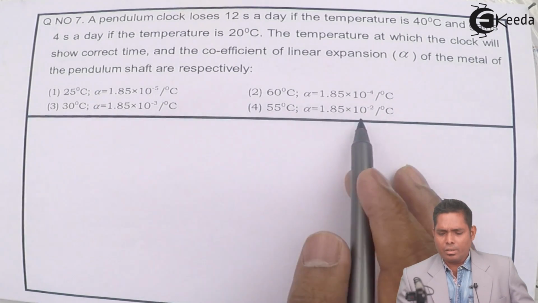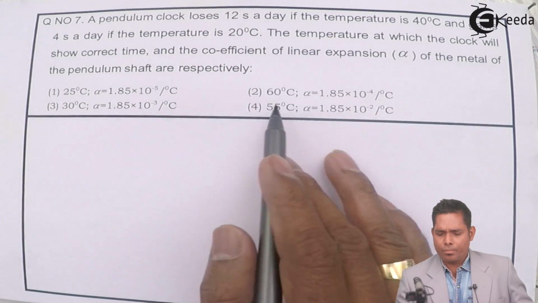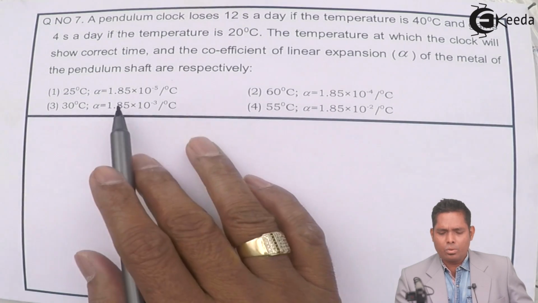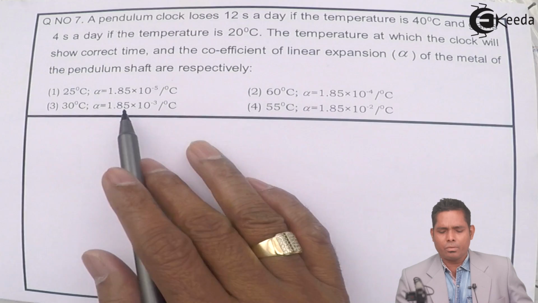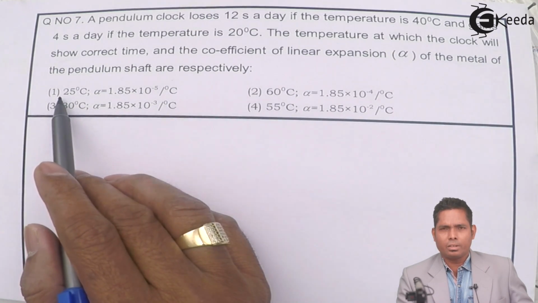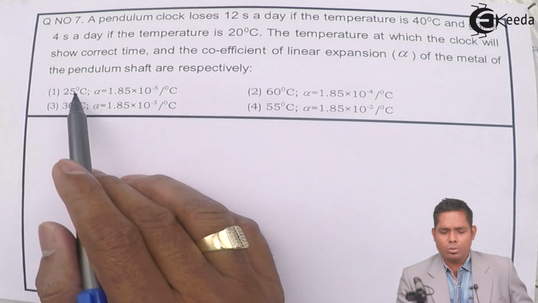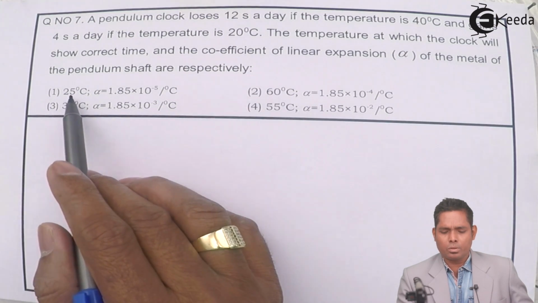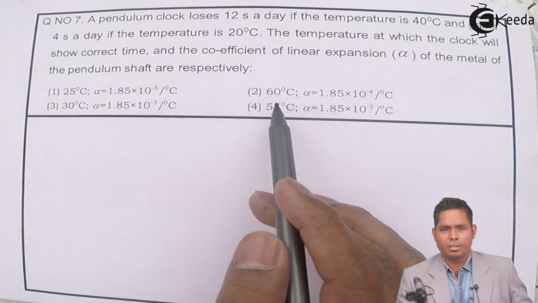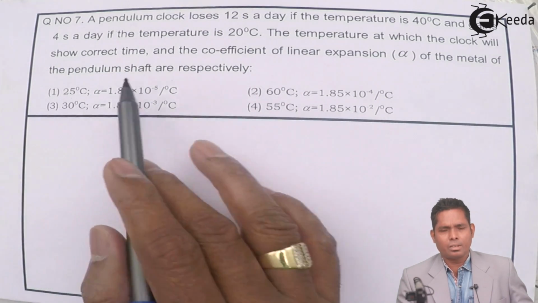You can see that alpha is the same everywhere, mostly the number 1.85. So we don't really have to calculate alpha, but we will calculate it anyway. Once you get theta, there is no other common theta like this. Suppose the answer is 25, then that is the answer; if it is 30, that is the answer, because there is no other 30 degrees centigrade. So once you find this, that will be the answer, but we will find both.